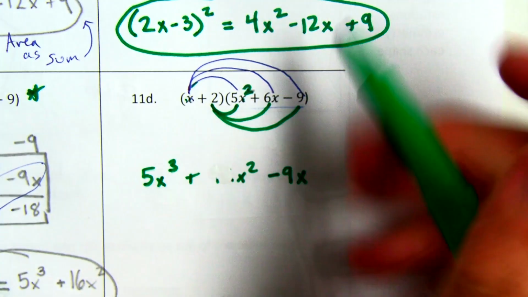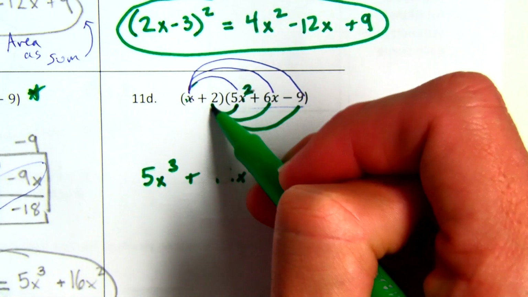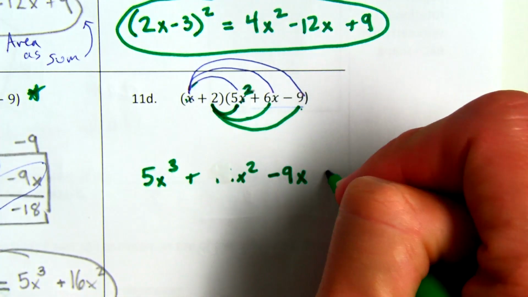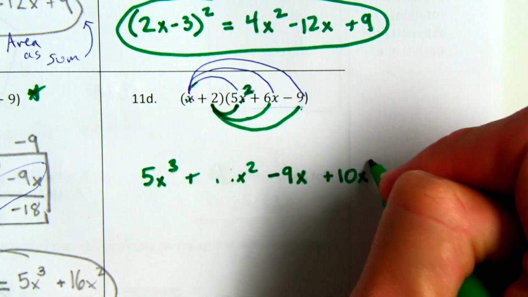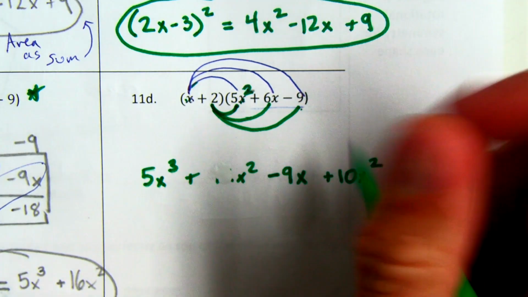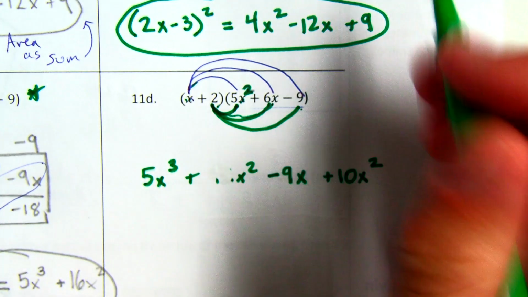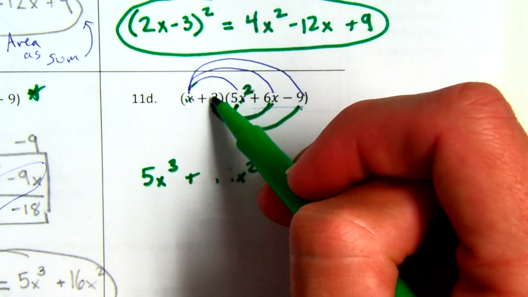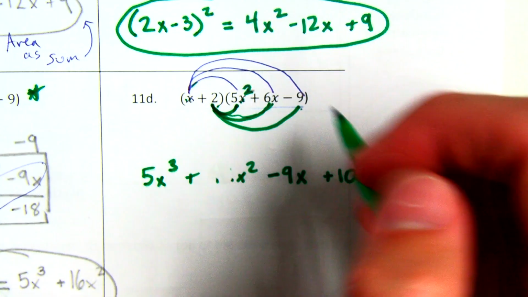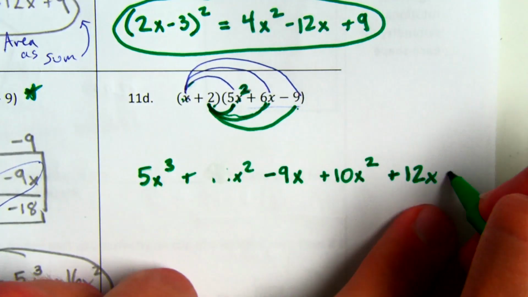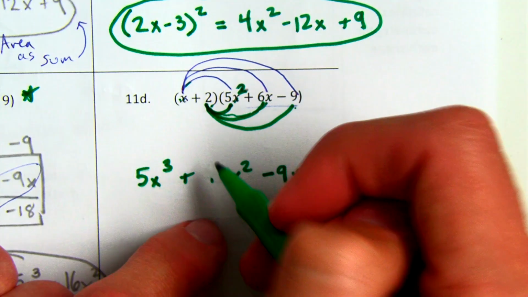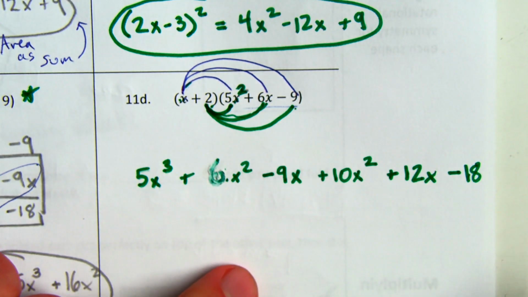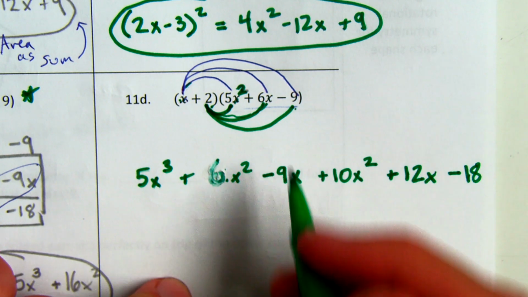So then we go to this 2 and continue with the 2. 2 times 5x squared, that is 10x to the power 2, or 10x squared. 2 times 6x, that is 12x plus 12x. And then we do positive 2 times negative 9. Positive times negative stays negative. This was a 6. Alright, now we combine like terms.